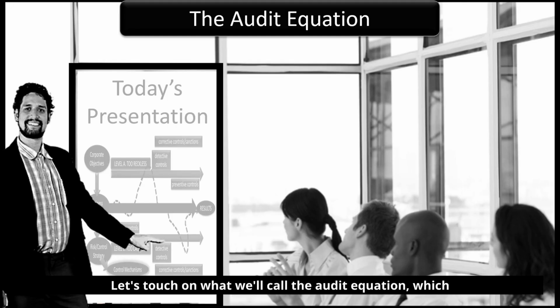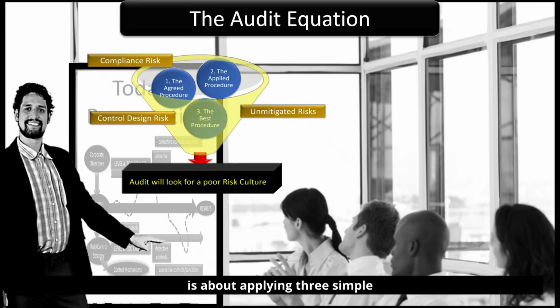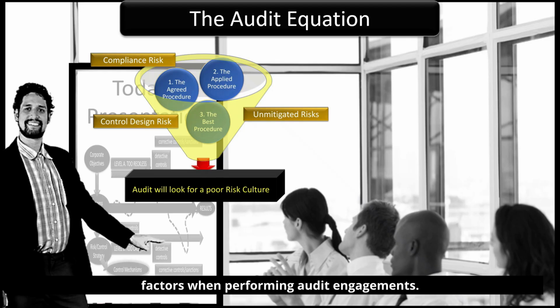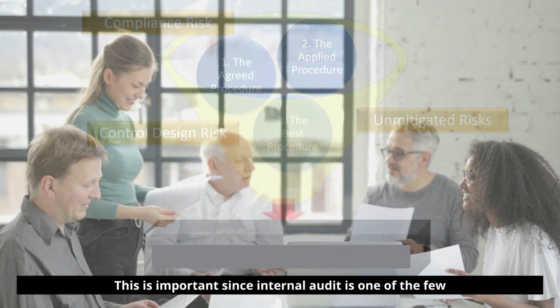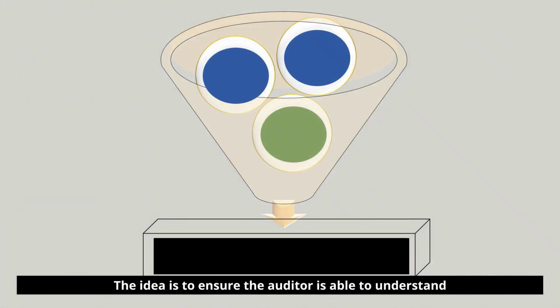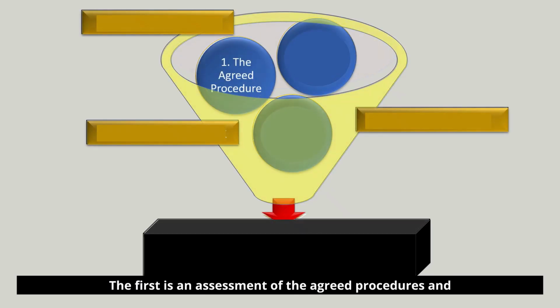Let's touch on what we'll call the audit equation, which is about applying three simple factors when performing audit engagements. This is important since internal audit is one of the few teams who report to the board with a wholly impartial view on what's going on in the business. The idea is to ensure the auditor is able to understand and report on three key and sometimes quite different positions. The first is an assessment of the agreed procedures and working practices, the accepted routines that can be found in the official procedures, manuals and the various business applications.